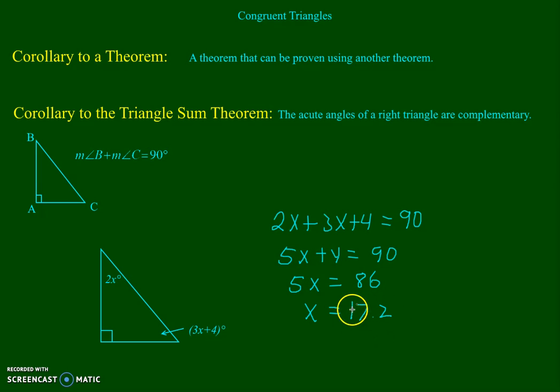Remember, answers don't always come out neat and clean, so trust your process and you should be okay. So there's an example of the corollary to the triangle sum theorem. We could have used the triangle sum theorem itself. We could have set this plus 90 equals 180, but it would have been a wasted step, so there's no point. That's why we have a nice little thing like the corollary to the triangle sum theorem. So let's move on to the next section.